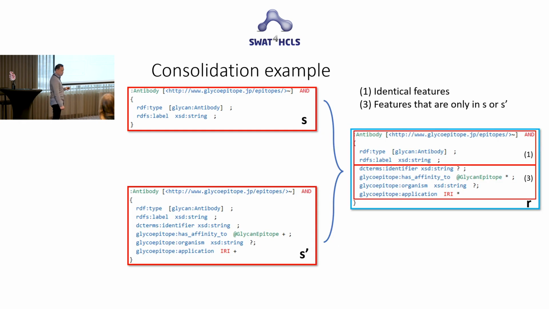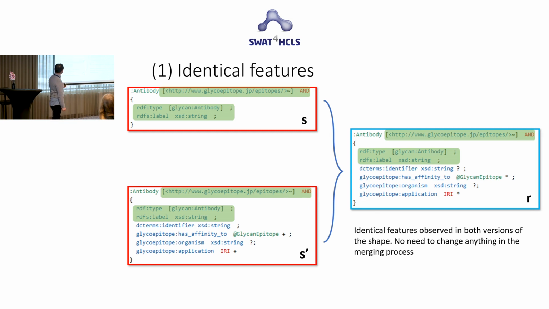So this is an example here. If we have this one and this one in 2 slices, and we need to consolidate from these 2 slices into one shape, we do 2 steps here. This part is in both this shape and this shape, but it's identical, so there's no need for any special care. It just goes into the resultant shape here.